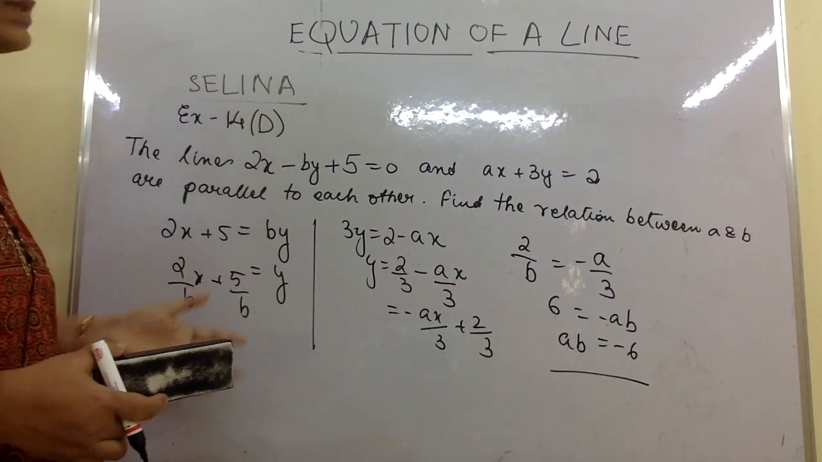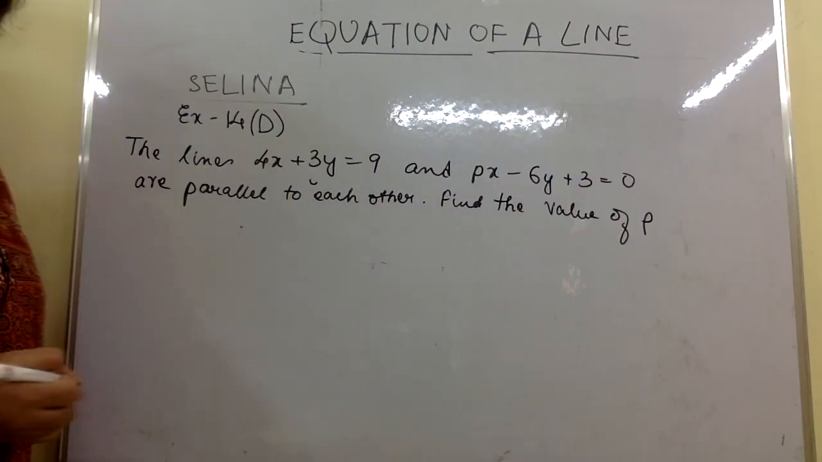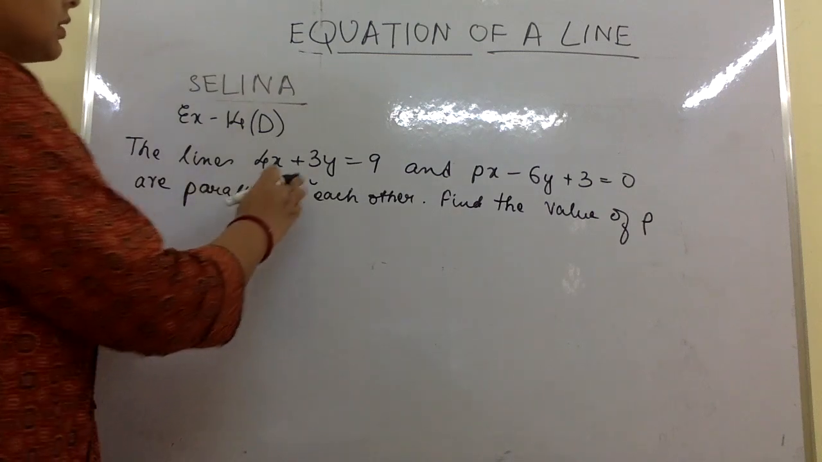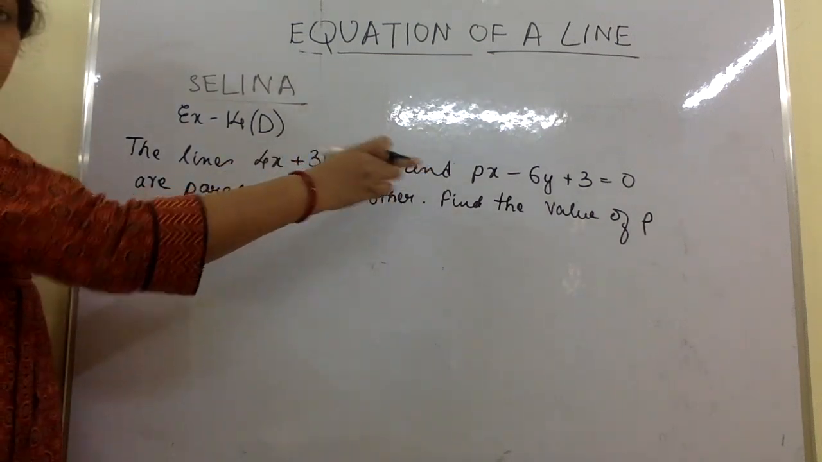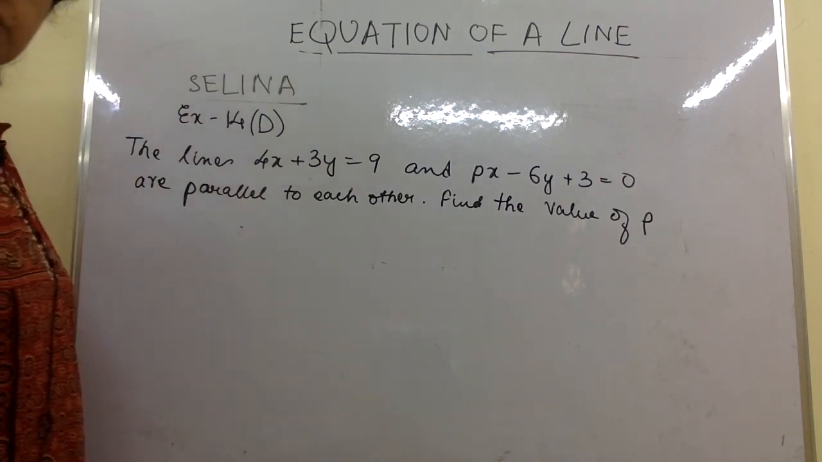Okay, in that case you will have to multiply both the slopes and write it as equal to minus 1. Now here is my next question. Here this line and this line are parallel to each other. You have to find the value of p. Okay, so let us start.